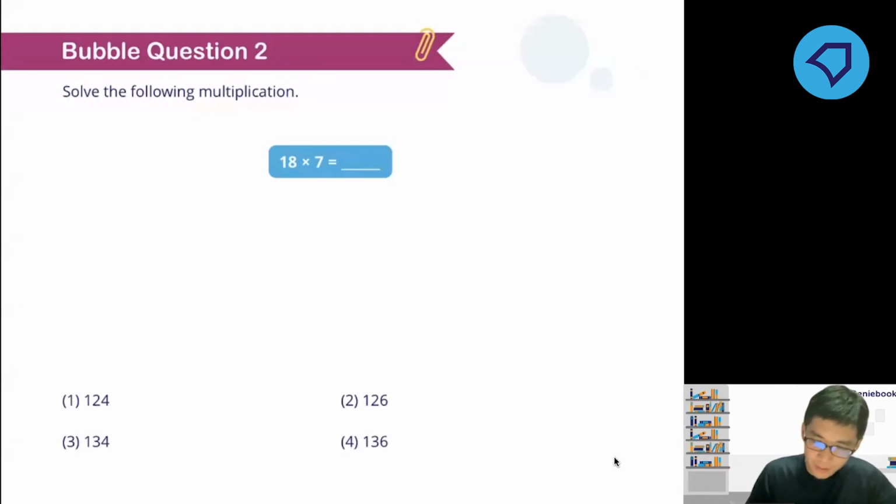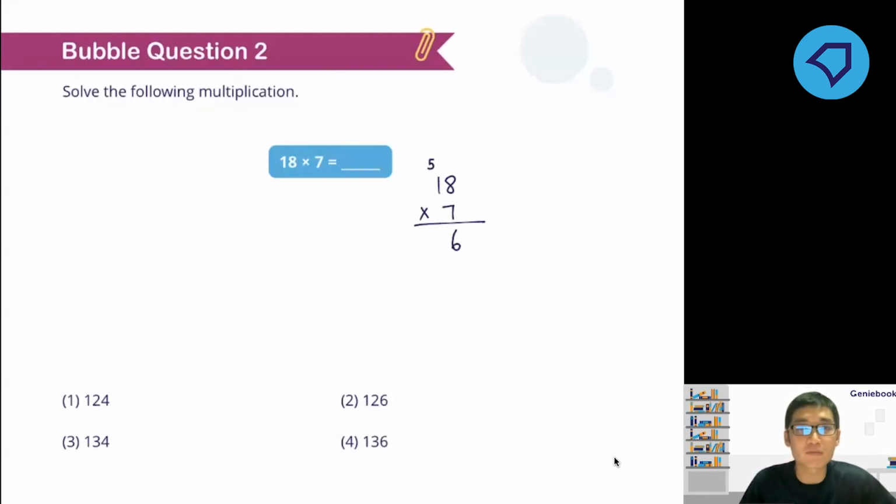Let's go through this very quickly. So what's 18 multiplied by 7? 8 multiplied by 7 is 56. So I'll put down the 6 ones here and the 5 tens here. Then 1 multiplied by 7 is 7. 7 plus 5 is 12. So I'll put down here 2 and 1. So the answer is 126.